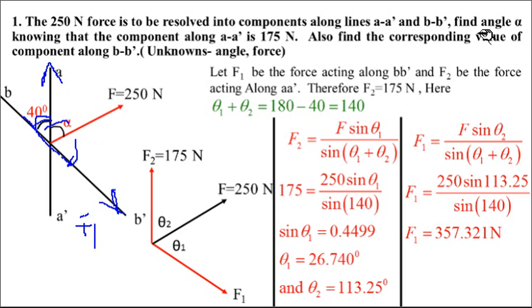Here you can see what is given: find the angle alpha, knowing that the component along A dash is 175. The component along A dash is already given as 175. I have shown that as F2, which is known to me. Also find the corresponding value of the component along BB dash. I have designated that as F1. So F1 is the force acting along BB dash, and F2 is the force acting along A dash, in this direction. This is A dash, and F2 is known.